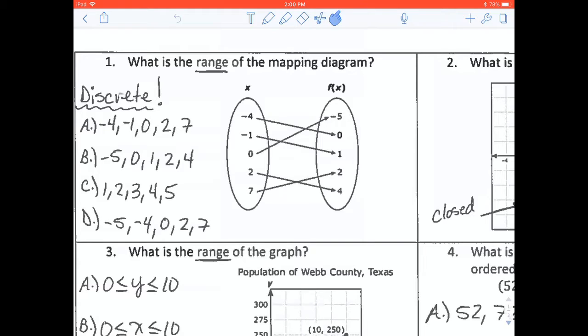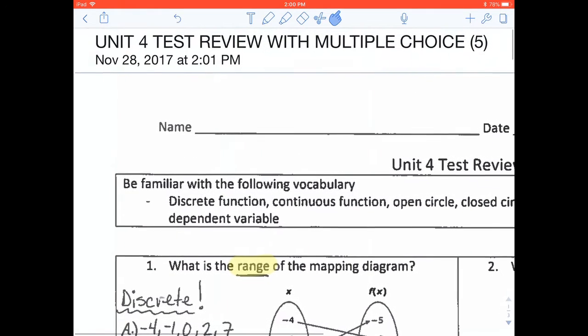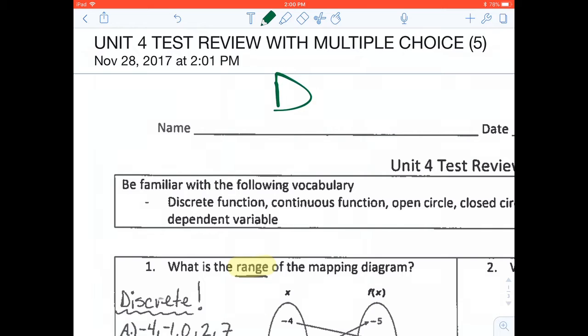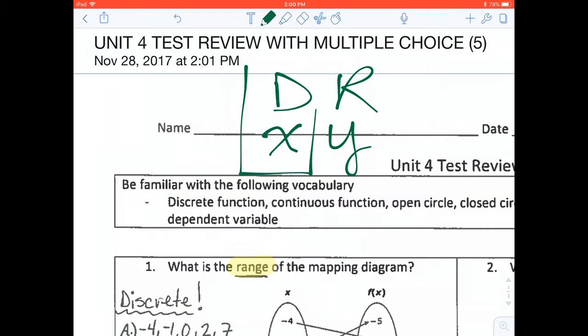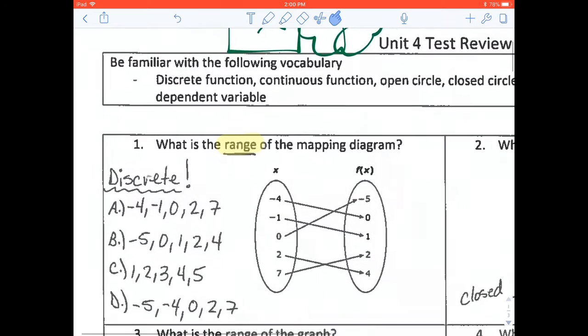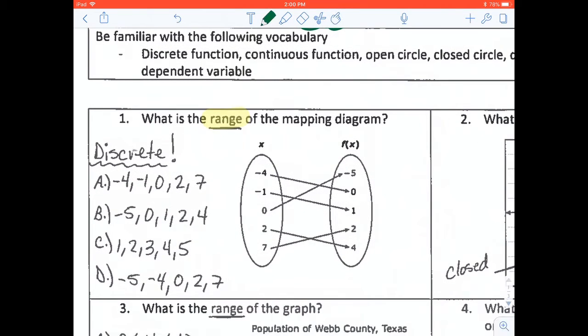Well, if you get confused about domain and range, don't forget about this little guy called Dr. XY. The domain goes with the X values, the range goes with the Y values. So on question 1 it's asking what is the range? It's asking what are the Y values? These are my X values. These are my Y values. So my answer is going to encompass those 5 Y values, which is going to be letter B.